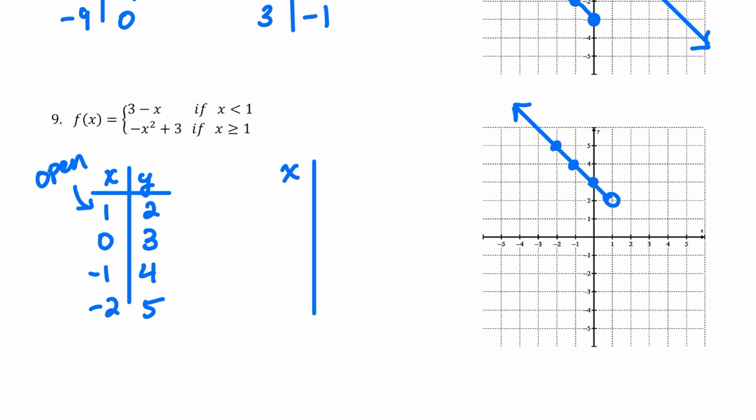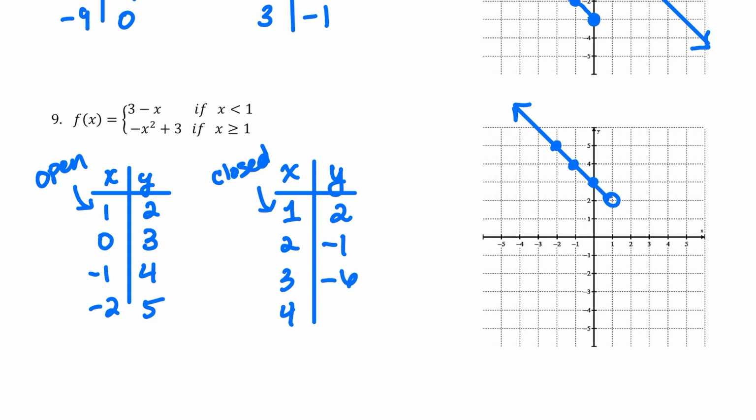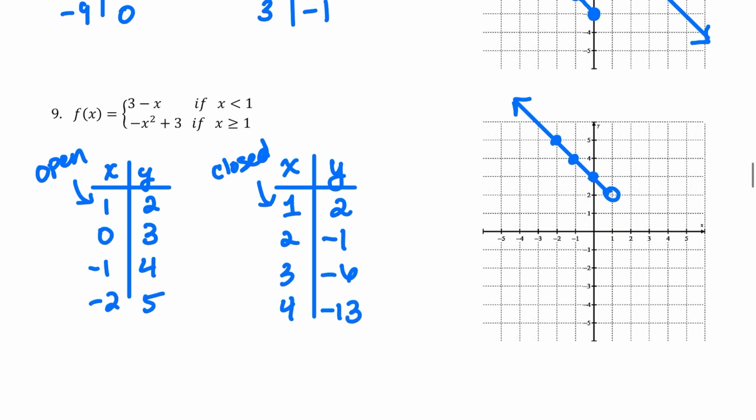Then make an x and y table for the second equation. So again, I'm going to make sure I use the number 1 because it's part of my inequality. This time, it's going to be closed. And I'm going to plug in numbers that are bigger than 1. You can plug in any numbers that are bigger than 1. I just like plugging in integers, so like 2, 3, and 4. If you plug in 1 into -x squared plus 3, you get 2. Plug in 2, you get -1. Plug in 3, you get -6. Plug in 4, you get -13.